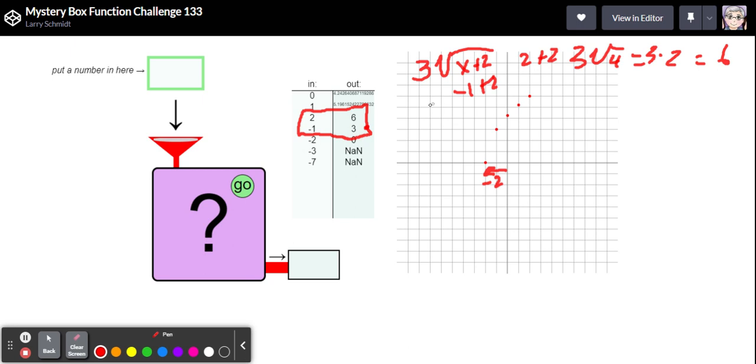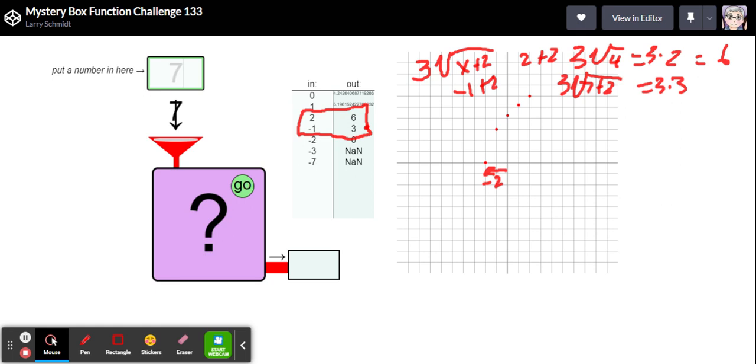Maybe we should think of one more number we could test. Let's try to make what's under the radical sign a 9, because that's an easy number to take the square root of, and that would be 7. 7 plus 2 is 9. So if I put in a 7, we're going to get 7 plus 2, that's 9, and we take the square root of that, that equals 3, and if we multiply that by 3, we should get 9. So if we put in 7, 9 should come out. So let's see if that happens. So there's 7. And we got 9. So I think we've got this.